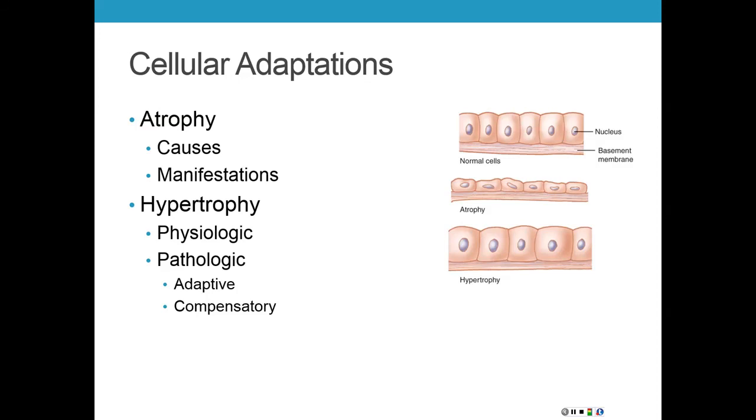Certain loss of hormones. Women who go through menopause will see the atrophy of the uterus. The ovaries will start to shrink. That's due to lack of estrogen production. Lack of nutrients or lack of blood flow can cause atrophy to occur, and just aging in general. And your manifestations of atrophy are pretty straightforward. With lack of size of muscle cells, the strength and force of contraction will shrink. As cells shrink, their functions diminish.